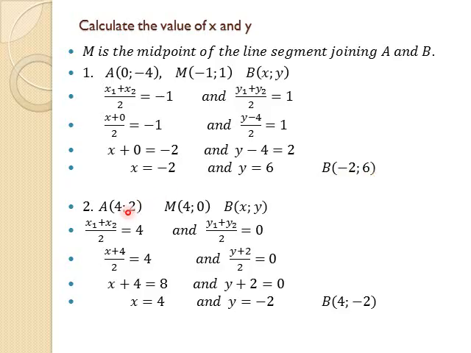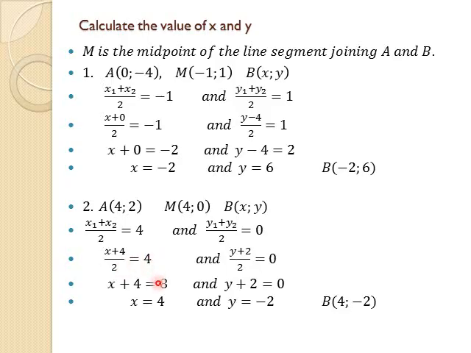We also have a second problem. A is 4 and 2, M is 4 and 0, and B is x and y. Remember, M is the midpoint, so therefore x1 plus x2 over 2 equals 4, which is the x value. y1 plus y2 over 2 equals 0, which is the y value of my midpoint. So from there, x plus 4 divided by 2 must equal 4. y plus 2 divided by 2 must equal 0.